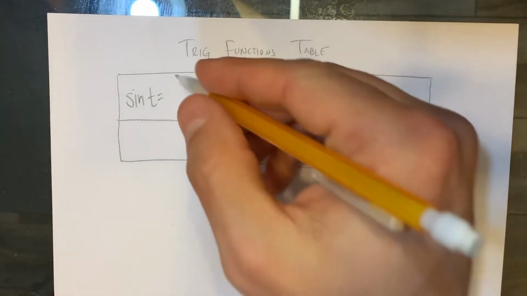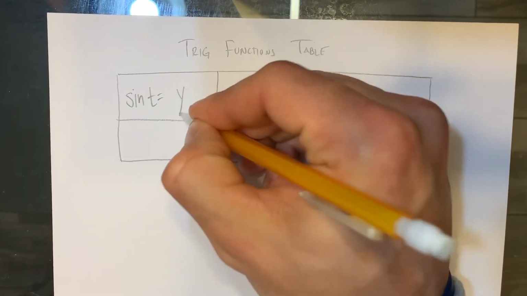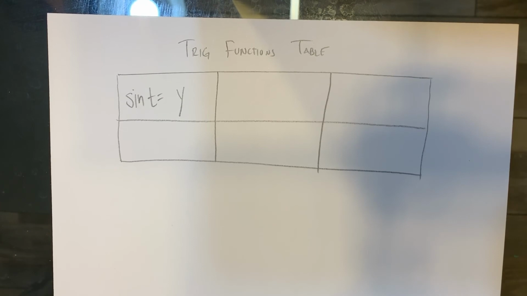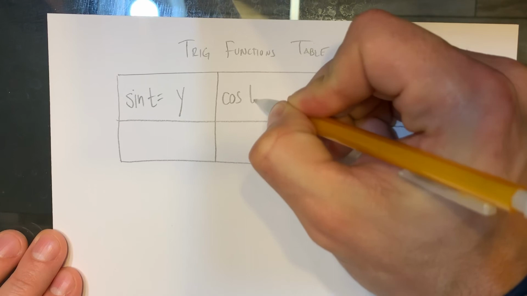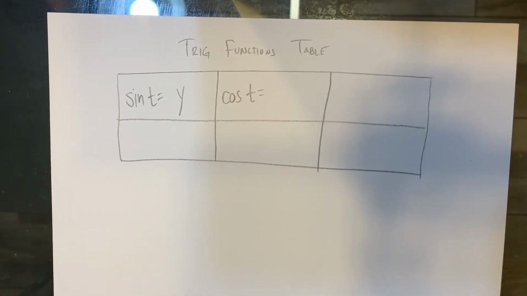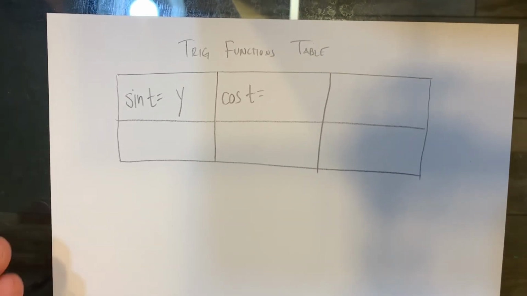Now sine of any t-value is always the y-value, right? Because sine is opposite over hypotenuse, and all of the hypotenuse, like we talked about in class yesterday, are always equal to 1.